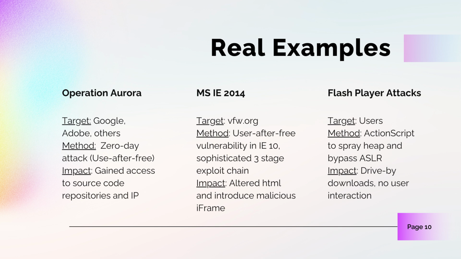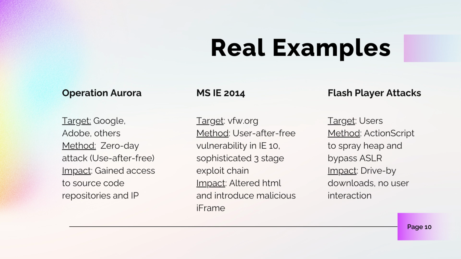Another notable case involved the Veterans of Foreign Wars website. In 2014, attackers exploited a use-after-free vulnerability in IE10, but what made this attack unique was its sophisticated three-stage exploit chain. The initial stage used heap spraying to establish memory control, followed by more targeted memory manipulation in subsequent stages. The attackers altered the website's HTML to introduce a malicious iframe that would trigger their exploit chain when visitors browsed the site.